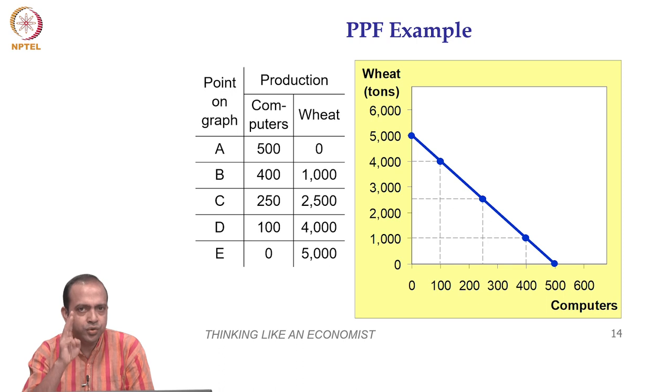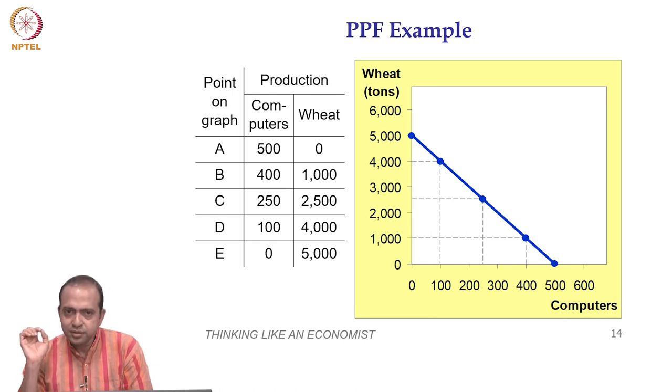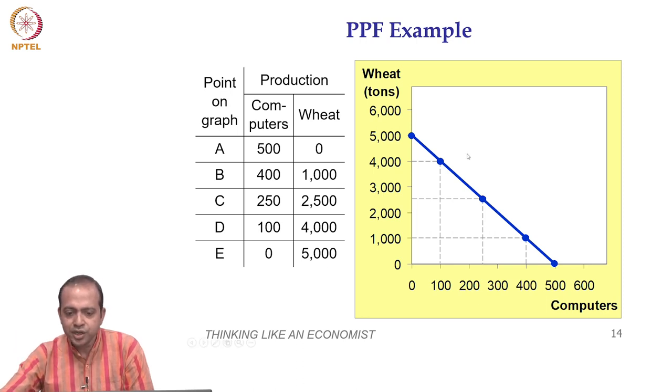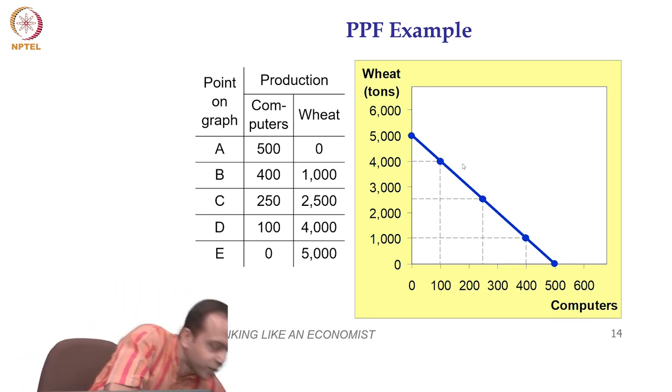So we understood three things. A point exactly on the frontier is efficient, because you are getting the maximum out of your resources. A point below the frontier is inefficient. Why? Because you can still increase the production of one commodity without reducing the other. Any point above the frontier, outside the frontier, is non-attainable. If the economy wants 4000 tons of wheat, the only feasible solution for computers is 100. If you want more than 100 computers, that will take you beyond the frontier. That is not possible.